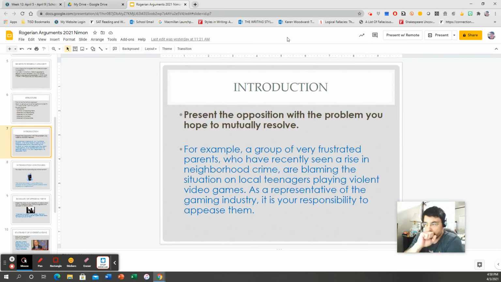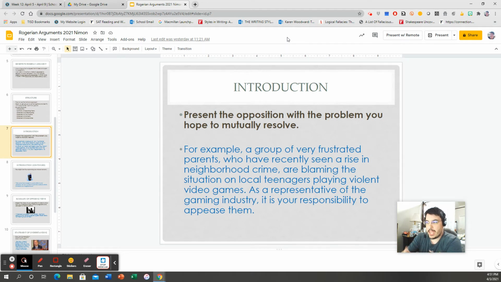The first is your introduction. And in the introduction section of a Rogerian argument, you are trying to present the position. You're presenting the problem. Okay. You're putting it out in the open. You're not trying to trick anyone. There's no trickery in a Rogerian argument. You're not trying to do a little gotcha game. You are simply saying, here's the issue that I have. Here's the issue that you and I need to resolve.